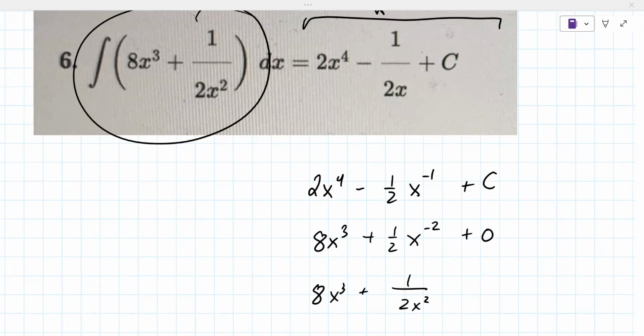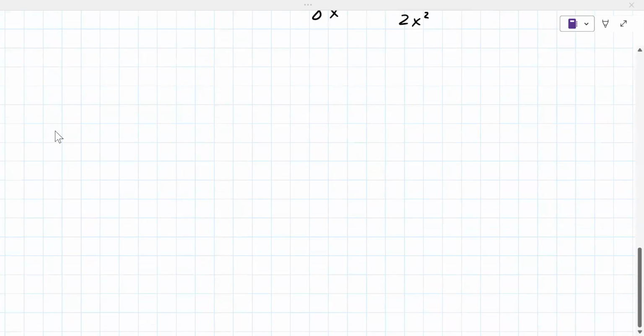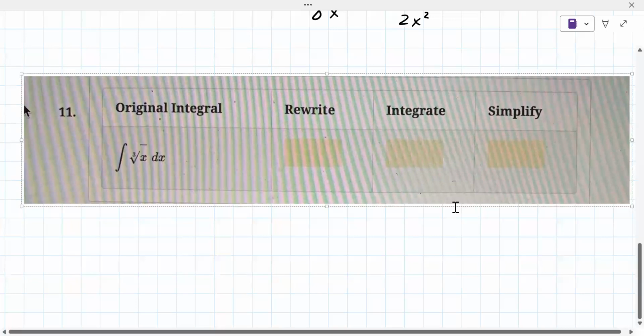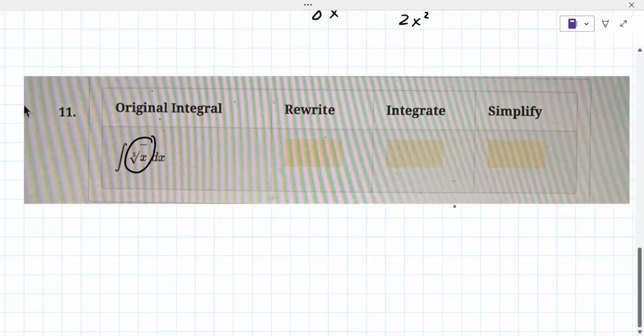Right. So 11 is actually a really, I think we did this with derivatives too. They had kind of this sequencing where you do a rewrite. There's a rewrite step, and the rewrite step refers to this part, right? It's really x to the 1/3 power. So it's the integral x to the 1/3 dx.